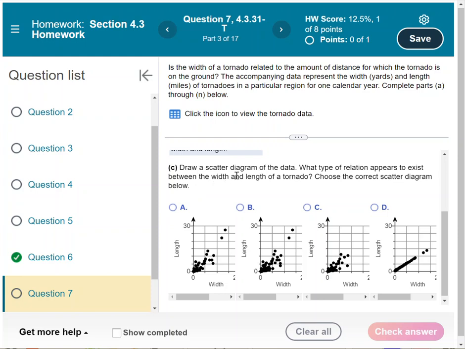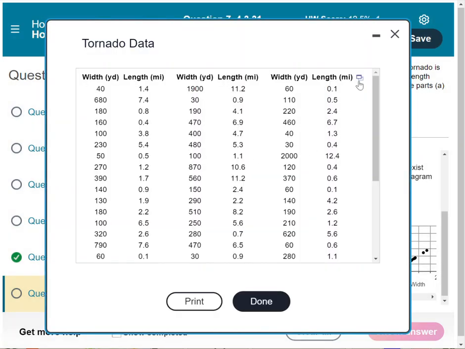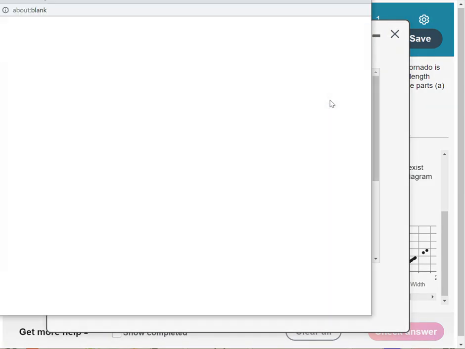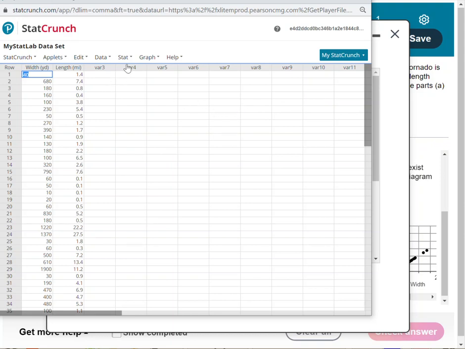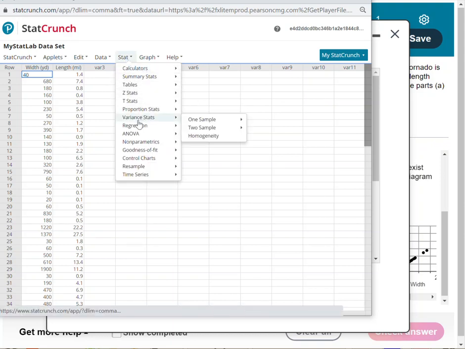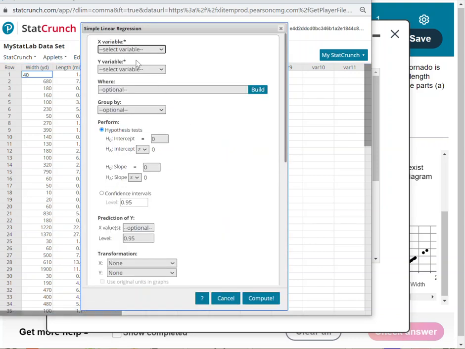Draw a scatter diagram of the data. What type of relation appears to exist? Well, let's go ahead and do that. So we need to go to StatCrunch. And stat, regression, simple linear. Select our variable. So we have yards basically acting like x, and length is our y variable. Let's go ahead and compute.